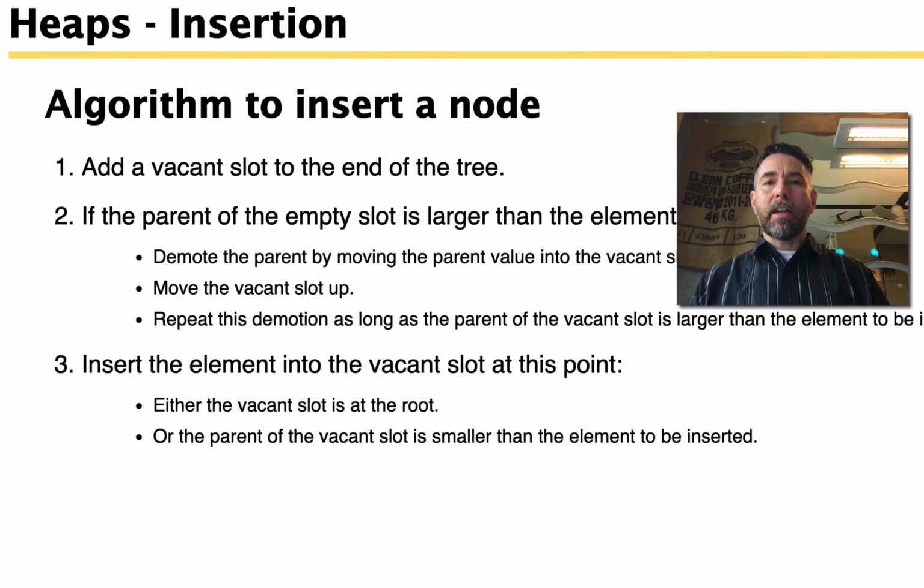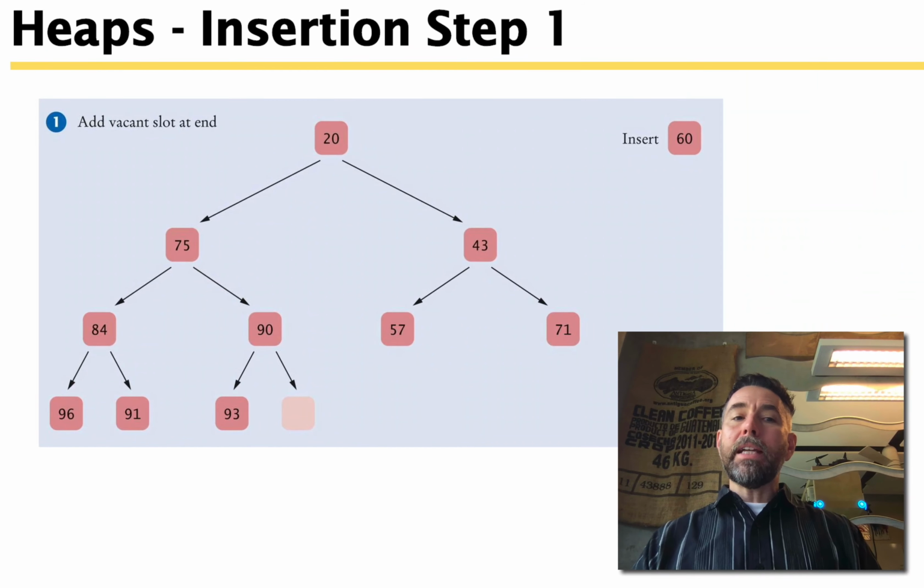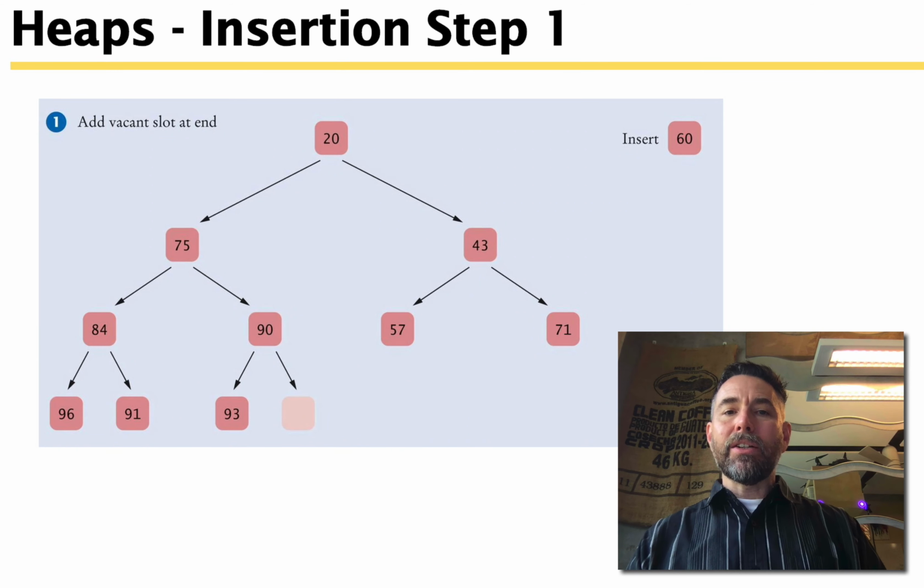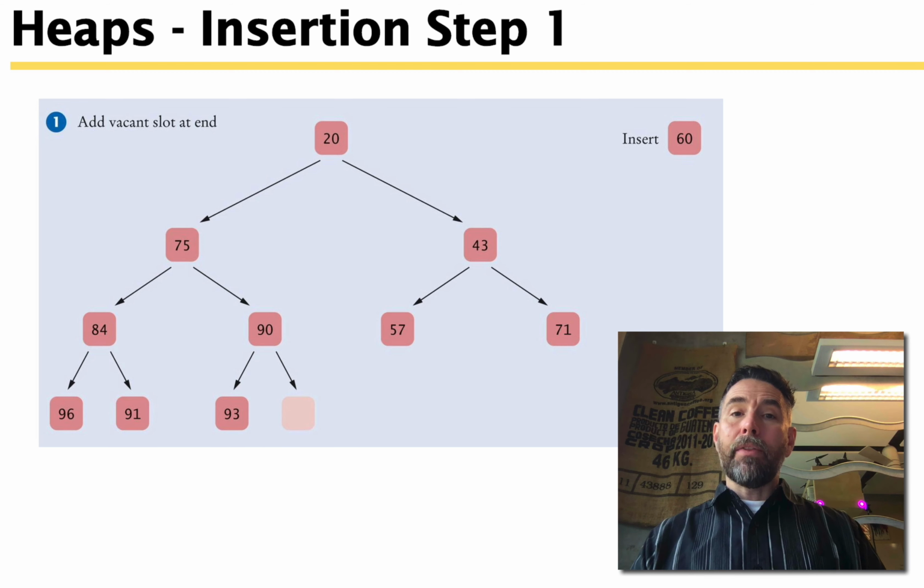Let's look at what this looks like visually. Here's a heap that exists with a root of 20, and what we would like to do is insert the value of 60 into the heap. Our empty slot is down there at the bottom as a child of 90 and a sibling of 93. But if we were to insert 60 into that empty spot, it would violate our heap principle, which is that all elements above a node have to be less than a node. 90 is greater than 60, and so we can't put 60 in there.